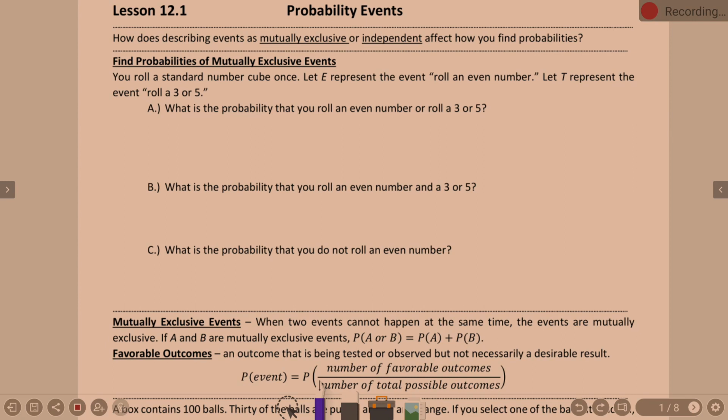You roll a standard number cube once. Let E represent the event of roll an even number. Let T represent the event roll a 3 or a 5. Okay, so that's our scenario here. What is the probability that you roll an even number or roll a 3 or a 5?